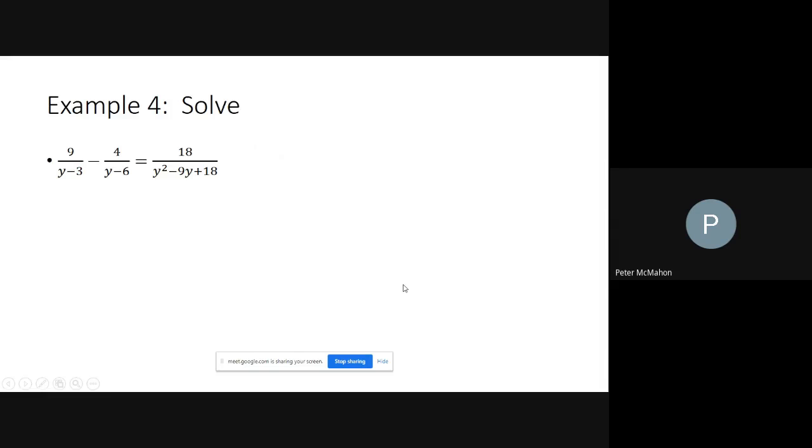Okay, a little bit more difficult over here, and it's more difficult because we have 3 terms. What we need to figure out is what is the lowest common denominator over here. And we're going to do that by factoring this guy over here. So we have 9 over y minus 3 minus 4 over y minus 6 equals 18 over y minus 3, y minus 6, because this is how this guy factors over here.